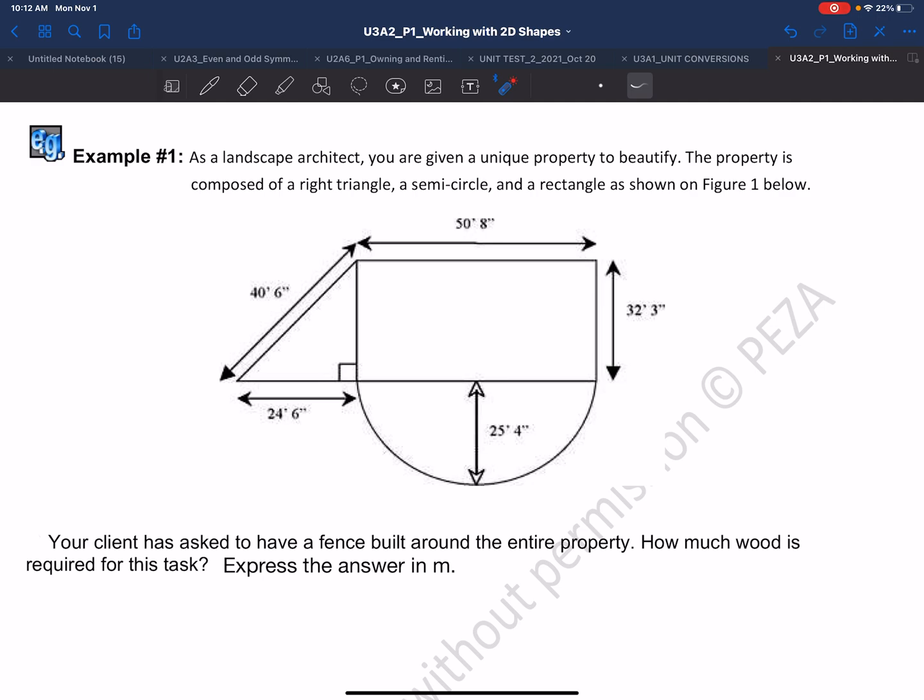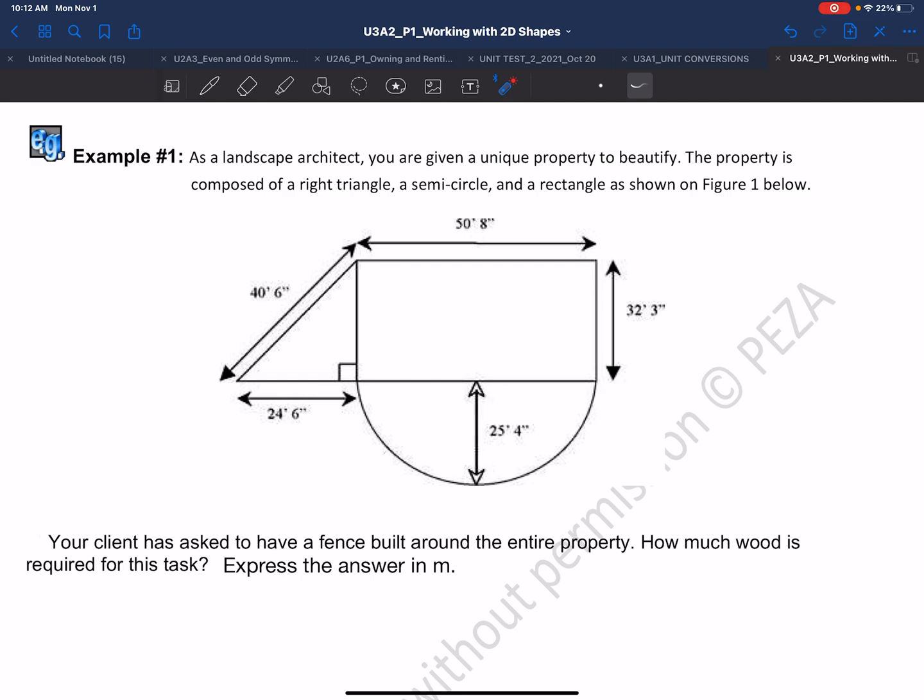As a landscape architect, you're given a unique property to beautify. The property is composed of a right triangle, that's right here, a semicircle, right here, and a rectangle. Now, your client has asked you to have a fence built around the entire property, and we want to know how much fencing is required for this task, and we want to express the answer in meters.